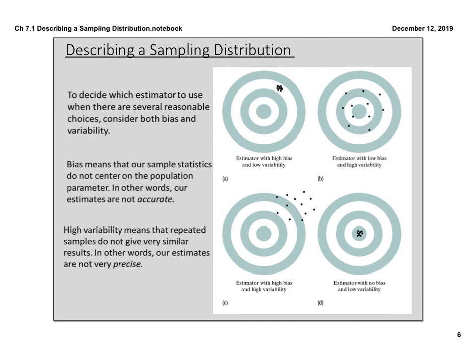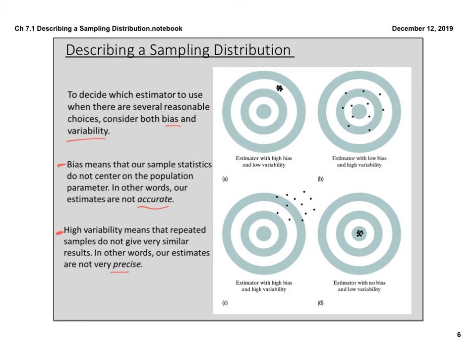Okay, so here we're going to talk about bias and we're going to talk about sample size. So it says to decide which estimator to use when there are several reasonable choices, consider both bias and variability. Bias means that our sample statistics do not center on the population parameter. In other words, our estimates are not accurate. High variability means that repeated samples do not give very similar results. In other words, our estimates are not very precise. So there's 2 different things going on here.